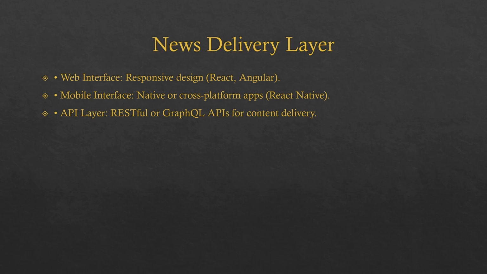After processing and recommending the content, we need to deliver the news to the user. This is where the news delivery layer comes into play. A responsive web interface built with frameworks like React or Angular ensures users can access news on desktops and mobile devices. Additionally, we can create native or cross-platform mobile apps using tools like React Native. Content can be served via APIs, either RESTful or GraphQL, providing flexibility and scalability.